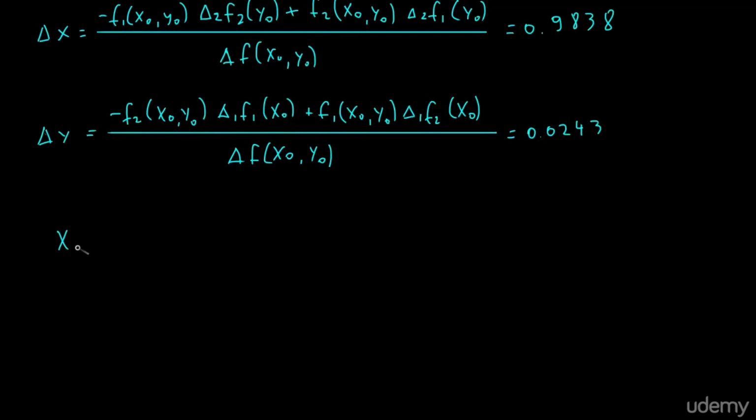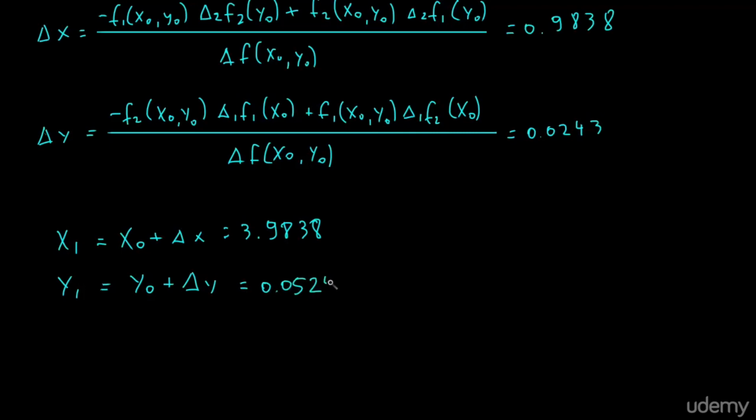So we now have the values of delta x and delta y, and afterwards we just repeat the process as we did before. So essentially we say that we have a new estimate for x, which is x1, which is x0 plus delta x, and we calculated delta x up above. So that's essentially, remember x0 was 3, so the x1 is 3.9838. And similarly for y1, that's y0 plus delta y, and that's equal to this value plus 1/2, so that's 0.5243. Actually, I put an extra 0 in there.